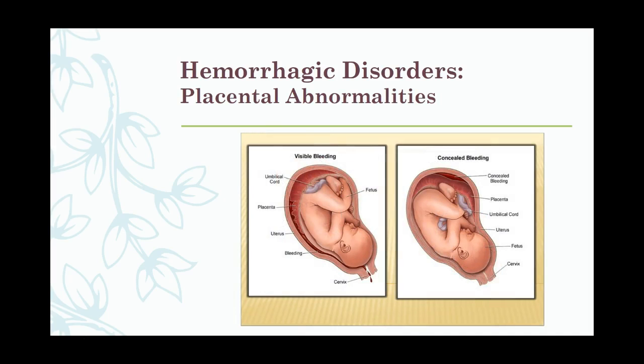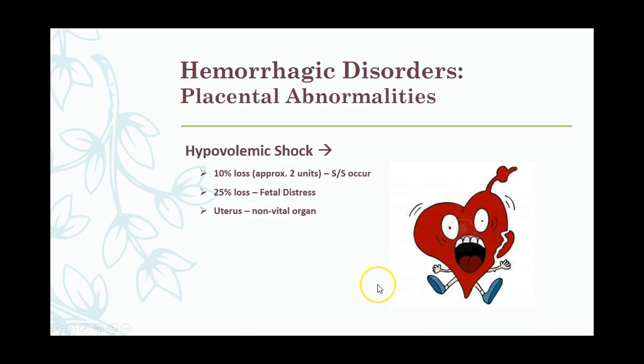And now let's look at abruption. So here on the left, you can see bleeding is visible. If you look at the placenta here, you can see that in the bottom portion, the placenta has come detached from the uterine wall. And then now we have all of this dark venous bleeding, and it is coming from behind the placenta and into the uterus, and it is coming out of the vagina. So that's where you see visible bleeding.